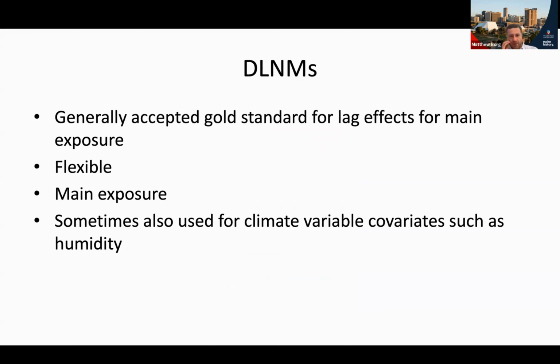So DLNMs are the generally accepted gold standard. They're flexible. Usually these are used for the main exposure, like temperature or heat waves. You can include multiple DLNMs in the same model. For example, if you have an additional climate variable such as humidity, you can have both a distributed lag nonlinear model for temperature and another one for humidity.